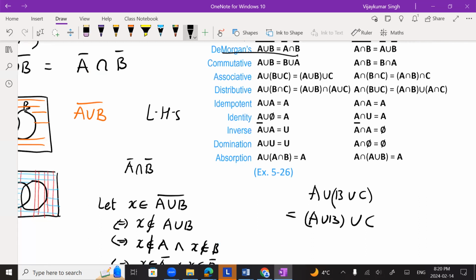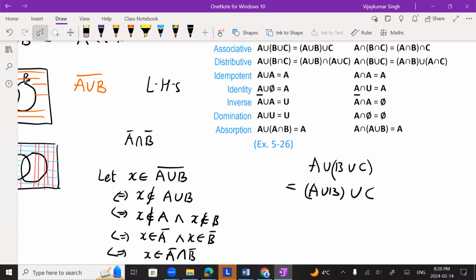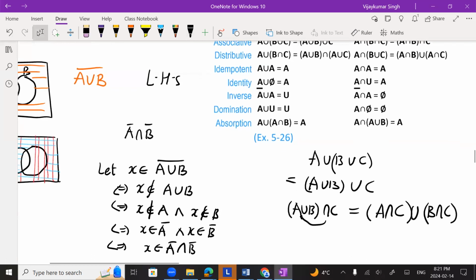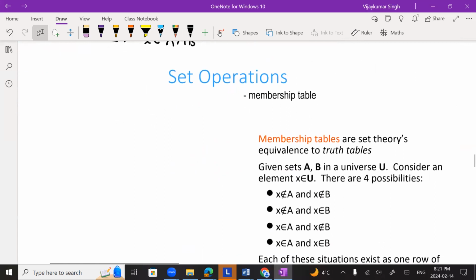However, if you have union and intersection, then there will be a distributive property. It's like and, or, right? Union is like or, intersection is like and. Okay. So we have what? If you have A union B intersection C, this is same as A union B intersection A union C. See, I'm distributing it. This is a distributive property. All right. And then there are same things like identity, inverse, and all those things. We'll see when we are looking at one of the problems.